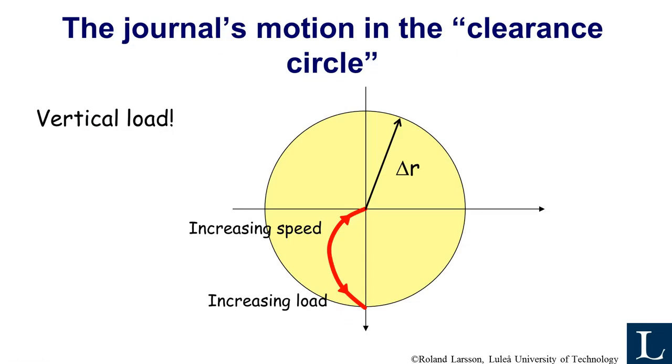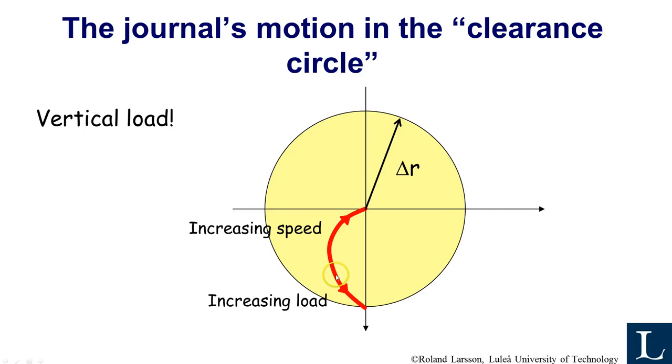As I said, there is an attitude angle curve like this, and this plot maybe needs some explanation. In this case, I took away the journal completely, or I shrink the size of the journal to one point like this. And then I can plot what we call the clearance circle. So that means that when there is no rotation, the journal is down here, and when there is an infinite speed, the journal is up here. And on the way up, it moves in a curve like this.